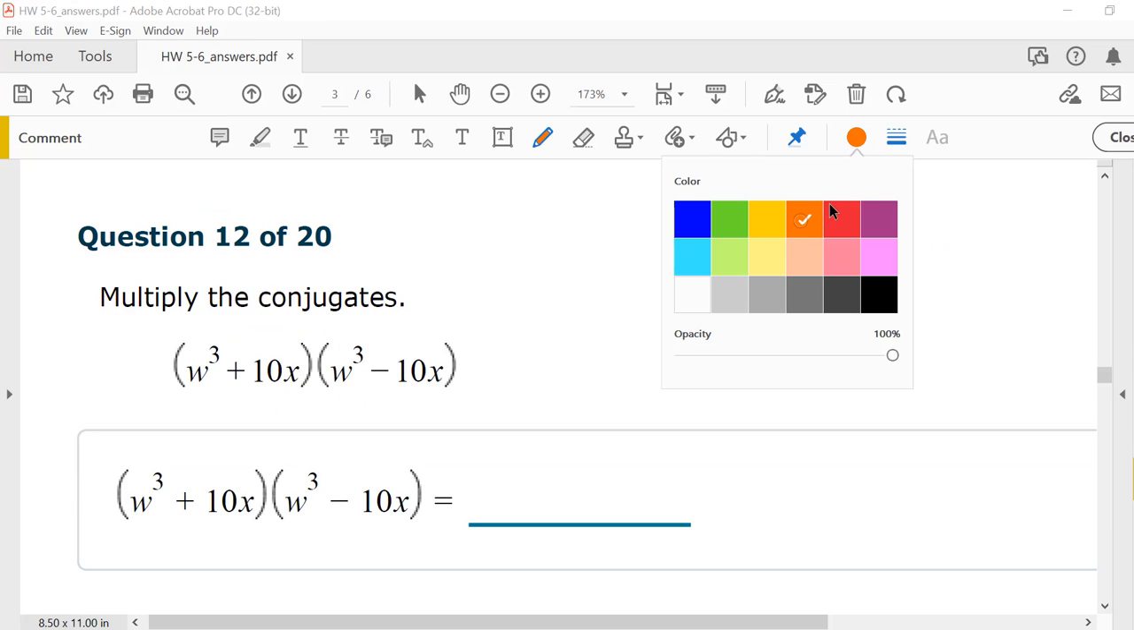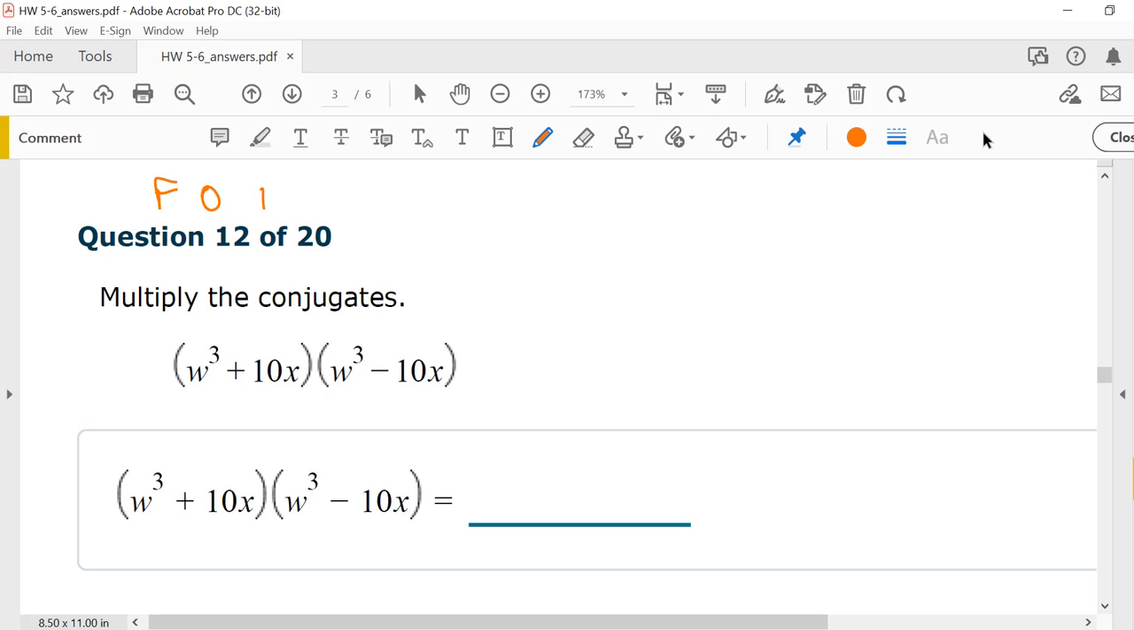Number 12, multiply the conjugates. Let's go FOIL. For the first terms, when you multiply w cubed times w cubed, you add the exponents. 3 plus 3 is 6. So you get w to the 6th. Now for the outer terms, w cubed times negative 10x gives me negative 10x w cubed. You can write w cubed x if you want to, does not matter.